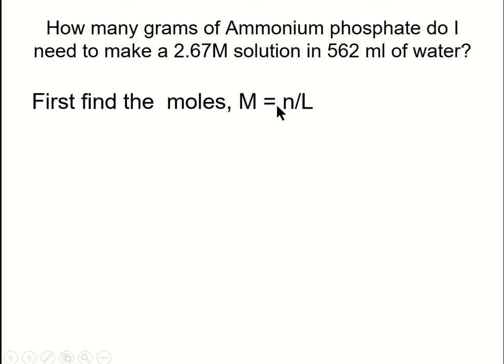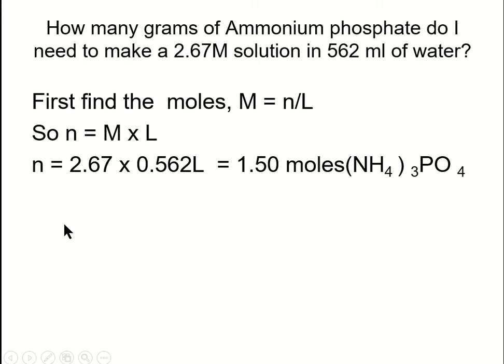So we know molarity is moles over liters. To rearrange that, moles is going to be molarity times the liters. Now I'm just going to plug in my numbers. In this case, the molarity is 2.67. The liters is 0.562. Don't forget to divide this by 1,000. And the moles that I get are going to be 1.5 moles of ammonium phosphate.